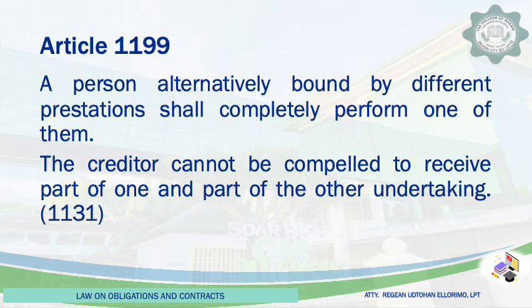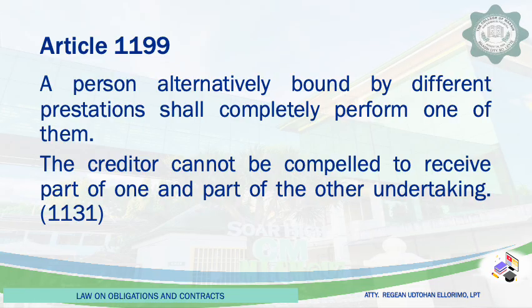So, one among several. In simple terms, class, if a person owes two or more things in the alternative, they only need to fully perform one of them to satisfy the obligation. For example, if X is obliged to deliver either a car or a motorcycle to Y, then X can choose to deliver one, not both. Okay? And that completely fulfills the obligation.